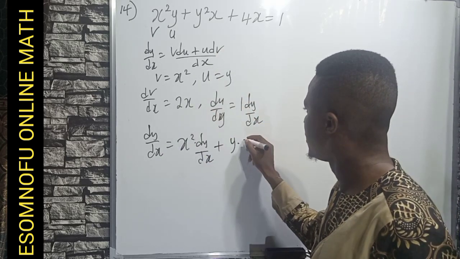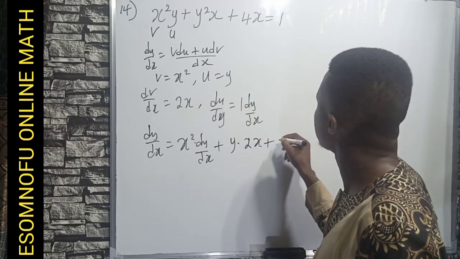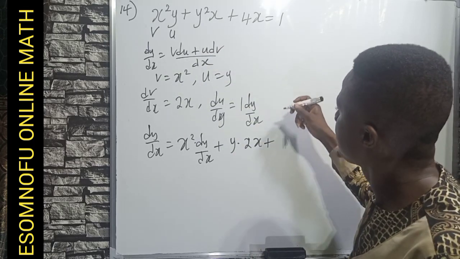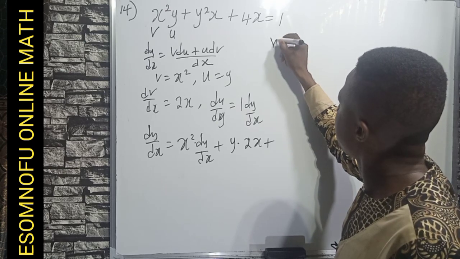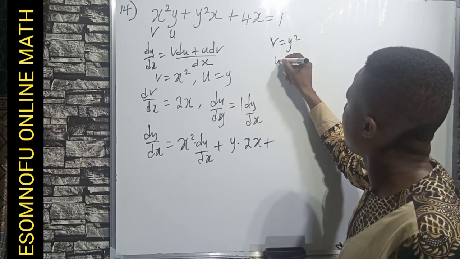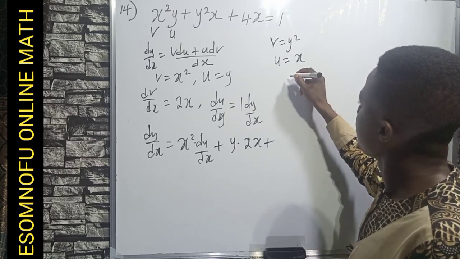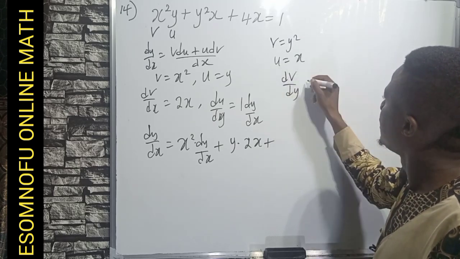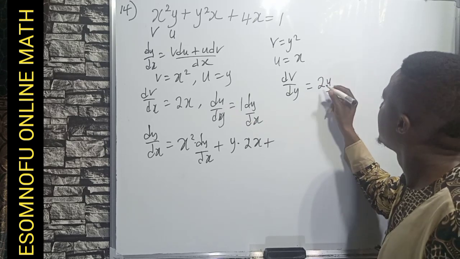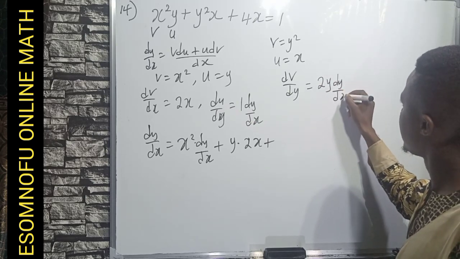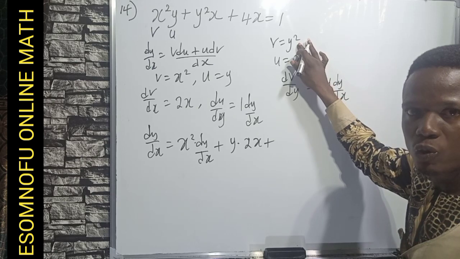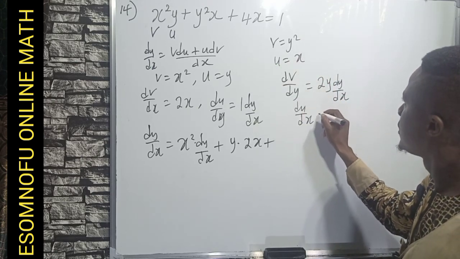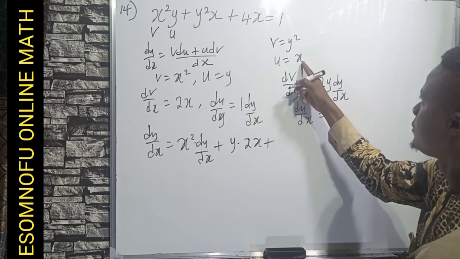Our dv/dx is 2x. Plus, coming here, this is still product rule, so we do the same thing, but this time around we shall let our v be equal to y squared and our u be equal to x. So from here, dv over dy will give us 2y, but I must attach dy over dx because I am differentiating with respect to y.